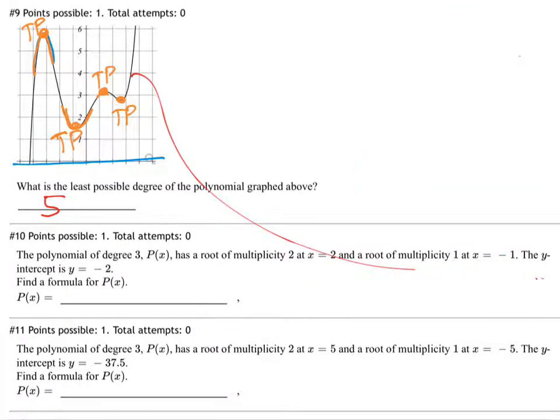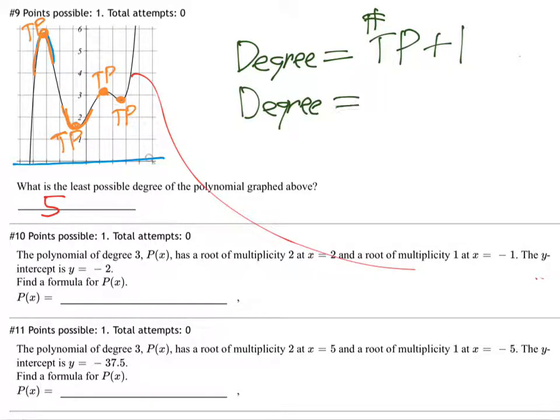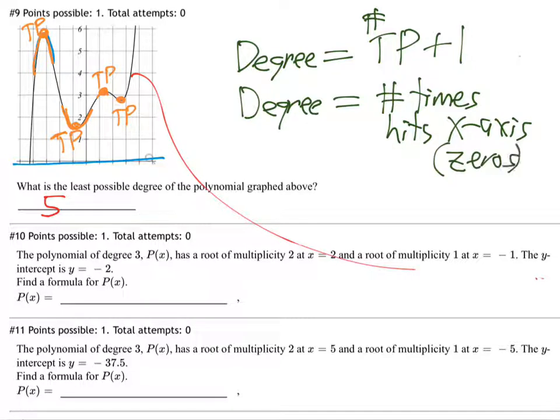So here is the rule. The degree equals the number of turning points plus 1. Or the degree is exactly equal to the number of times it hits the x-axis. Those are called zeros. So there we go, we've had 2 rules, and that's all the rules there are. Either the degree is the number of turning points plus 1, or it's the number of times it hits the x-axis. So that's it for number 9. Copy that rule down.